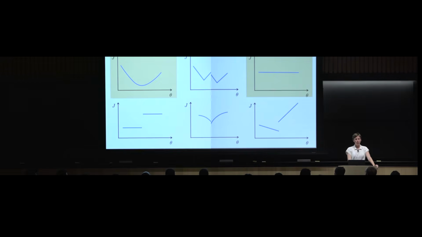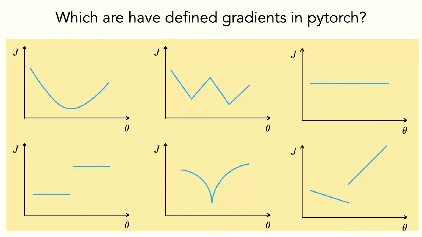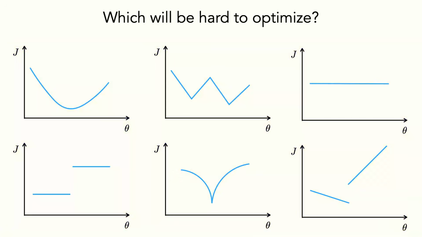So now, which of these have defined gradients in PyTorch? Raise your hand. Yes, all of them have defined gradients in PyTorch. That's because PyTorch has autograd, right? It has this nice mechanism that helps us calculate gradients for any function. Which of them would be hard to optimize over?